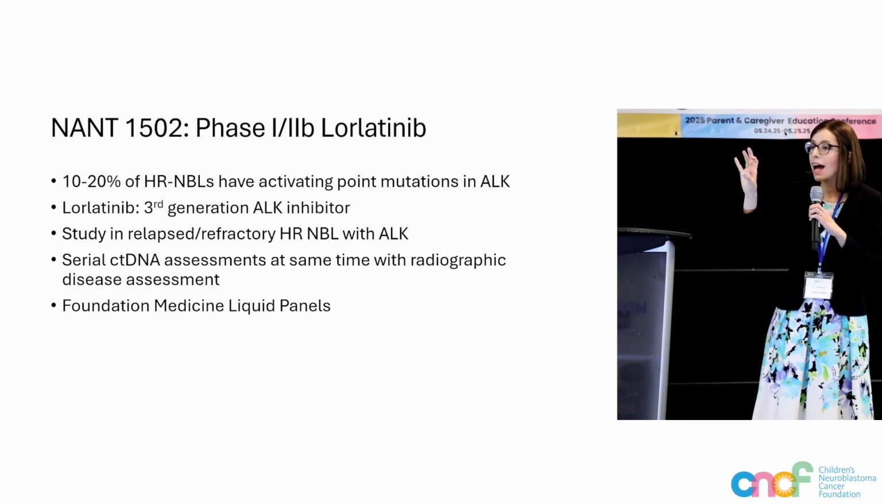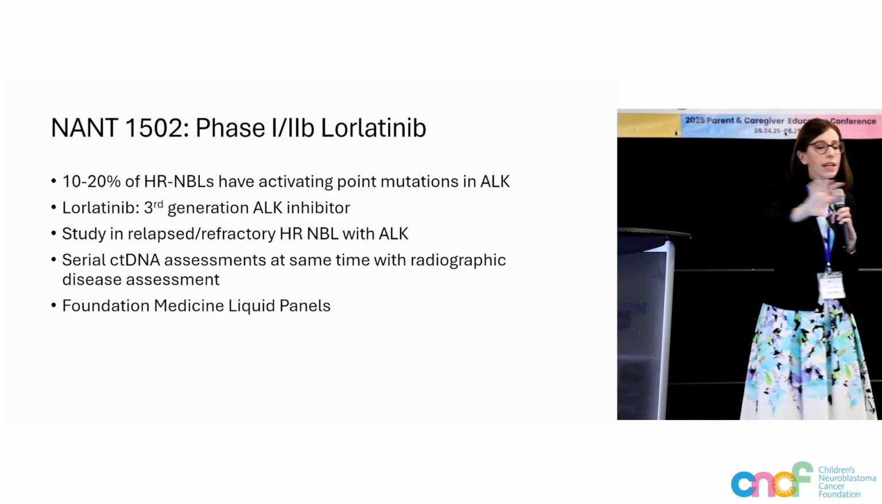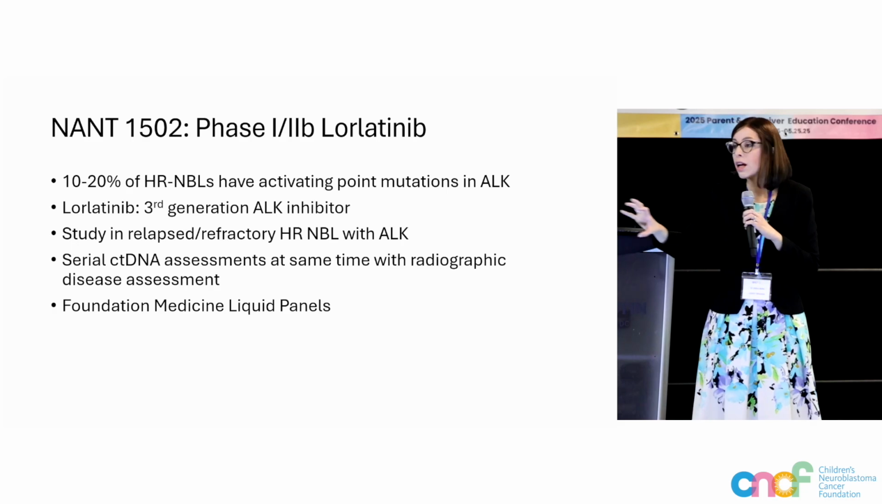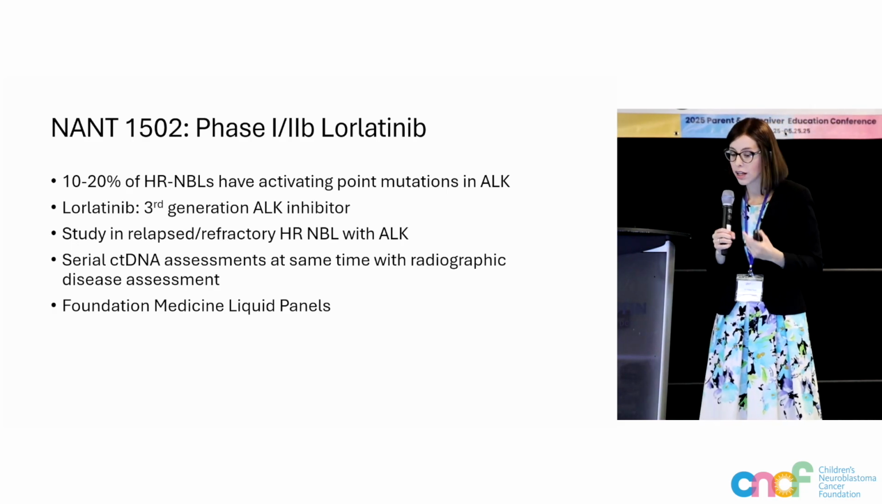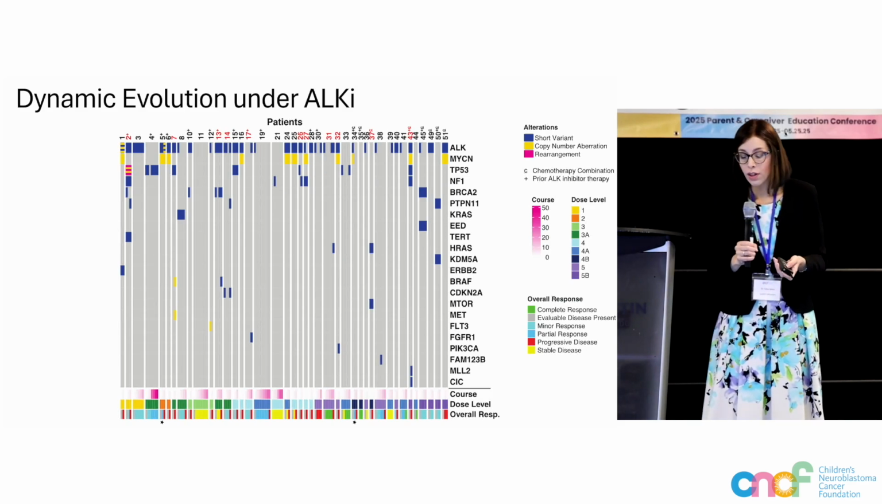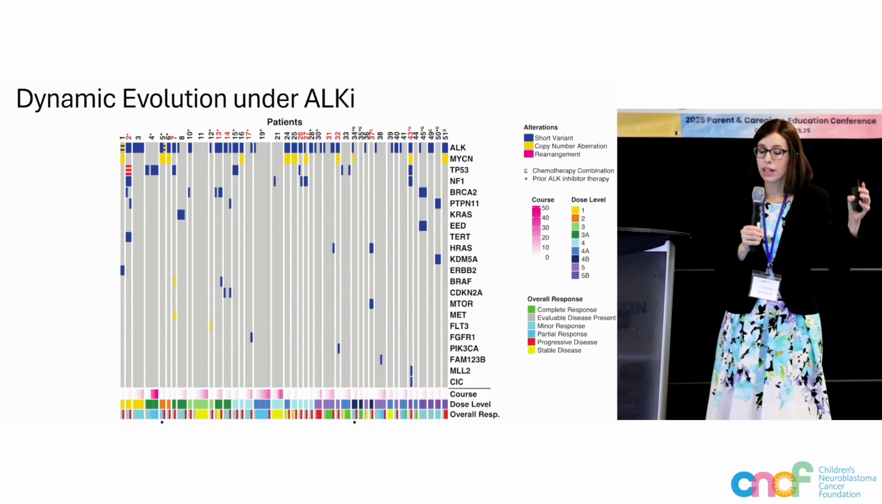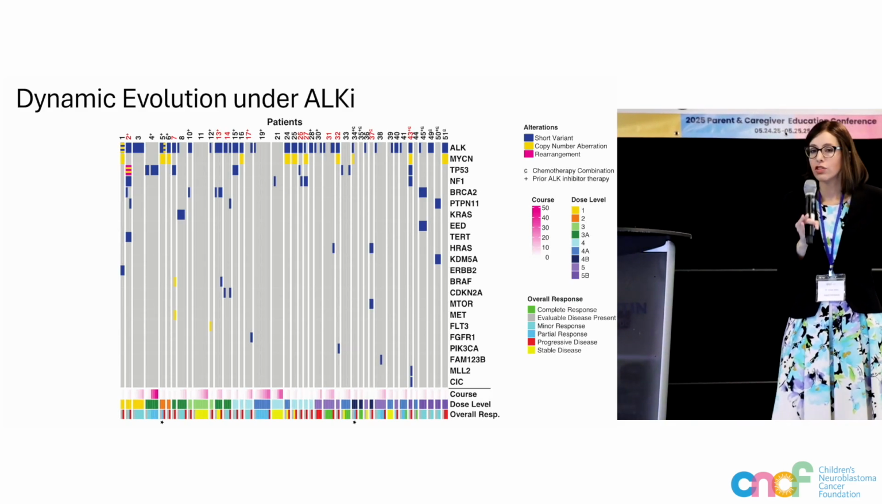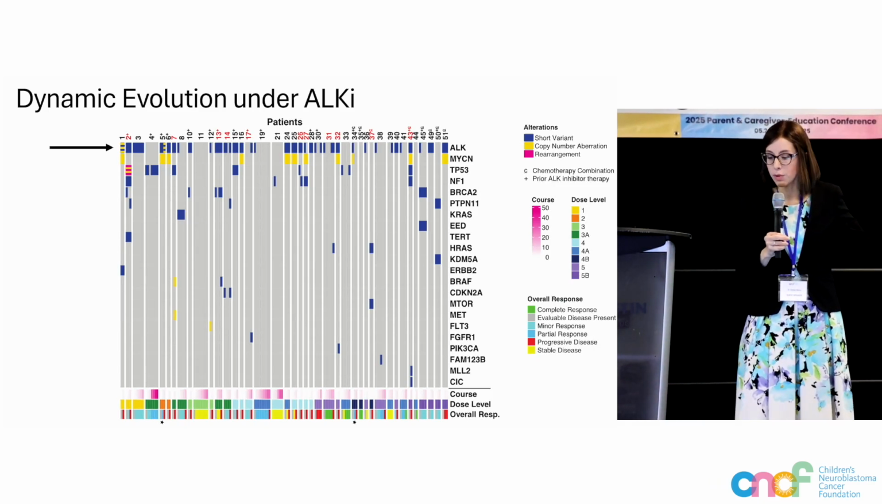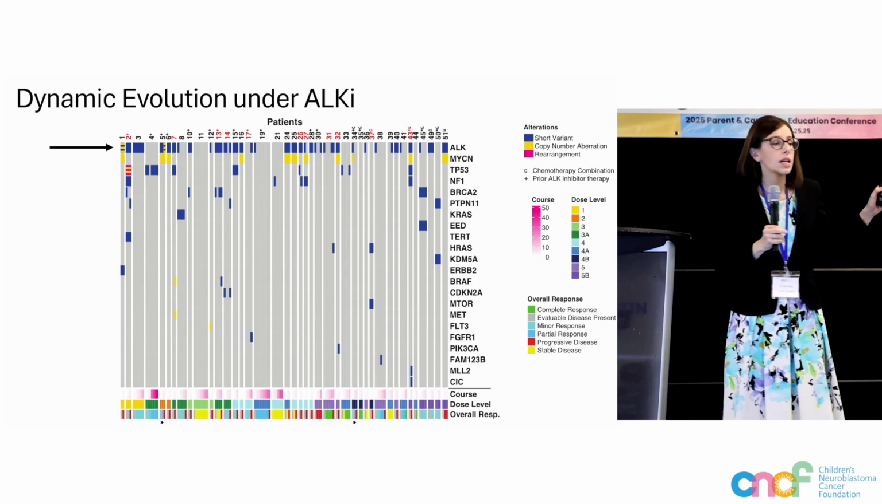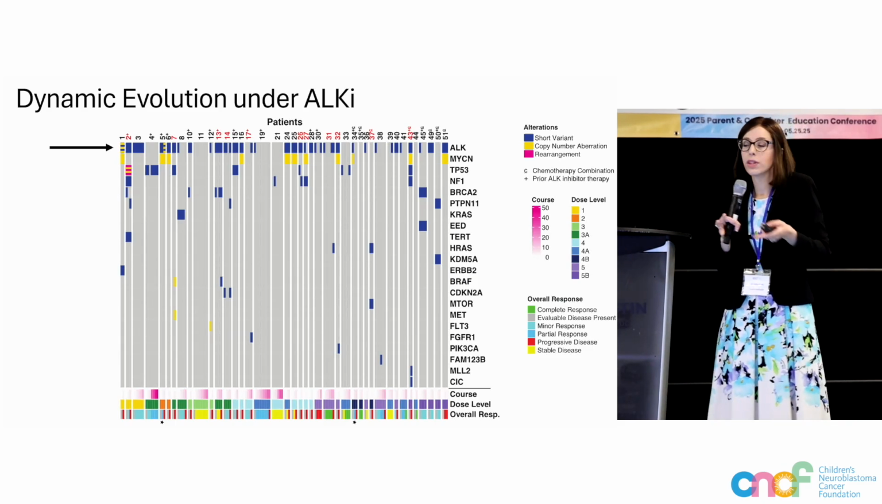And we used it to ask the question, what happens to the ALK mutation during therapy, and can we learn more about resistance by monitoring ctDNA? And we can. So in this figure, each column is a time point. Each kind of gray bar is a patient. And you can see that the ALK mutation comes and goes. And this was in correlation with the disease status.